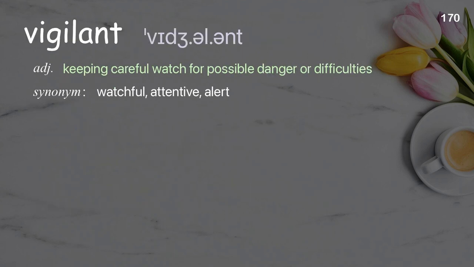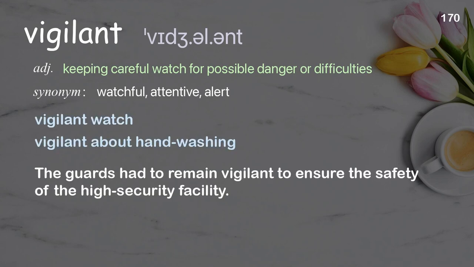Vigilant. Keeping careful watch for possible danger or difficulties. Examples: vigilant watch, vigilant about hand washing. The guards had to remain vigilant to ensure the safety of the high security facility.